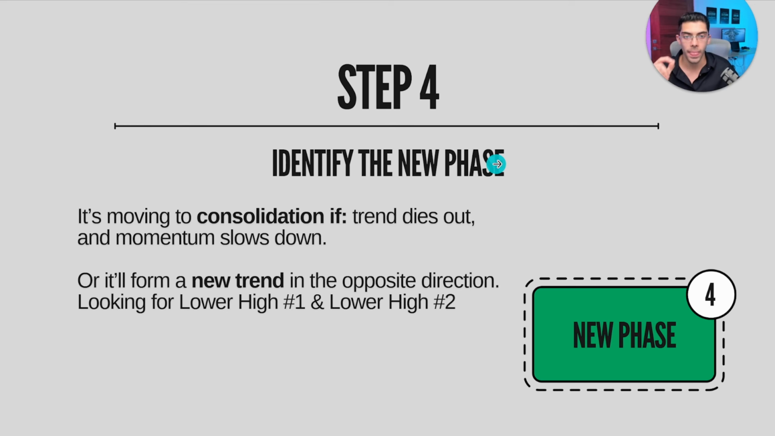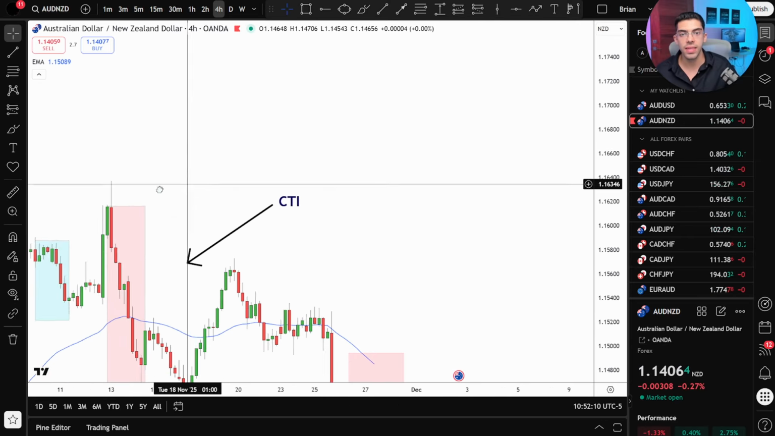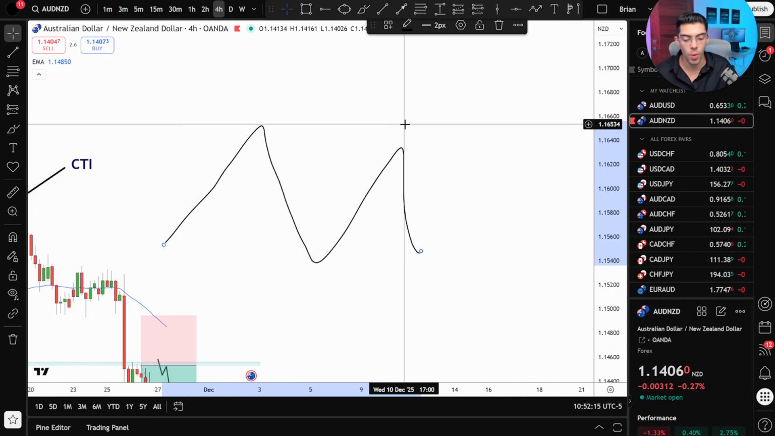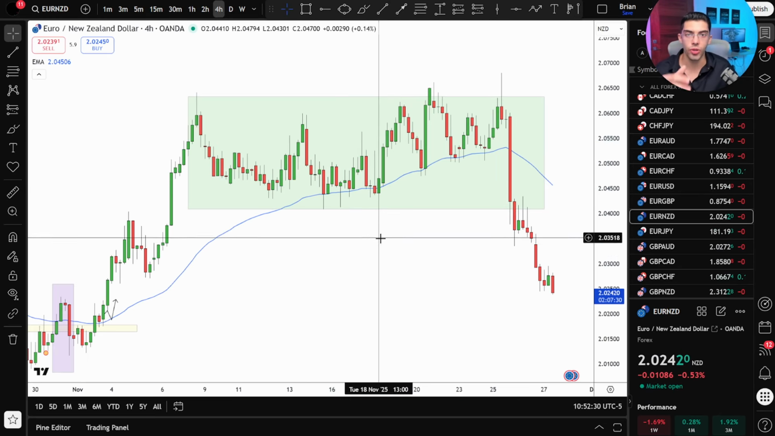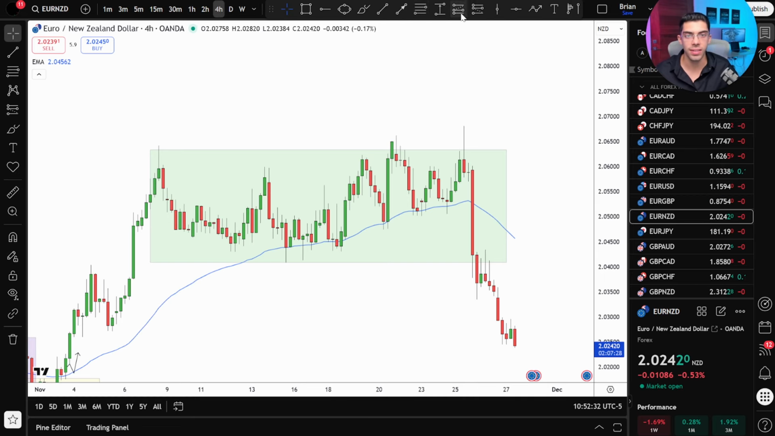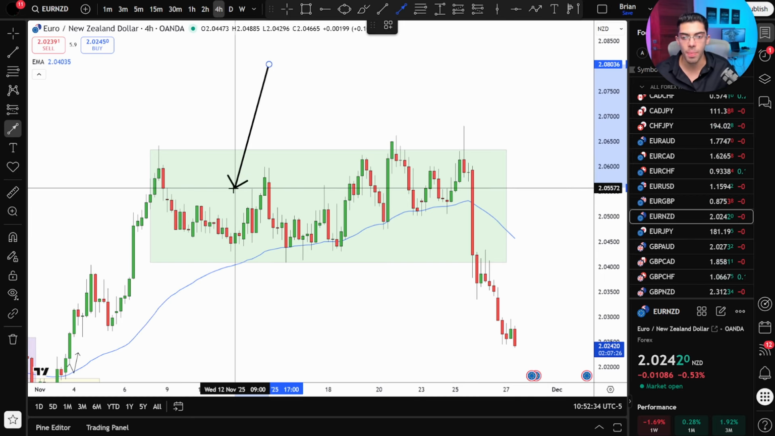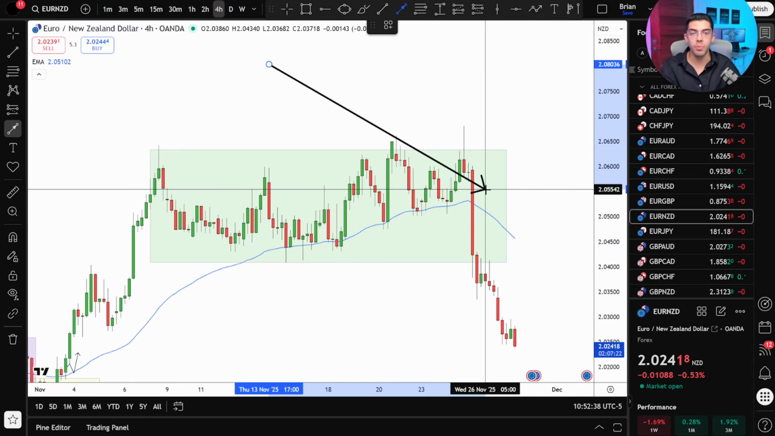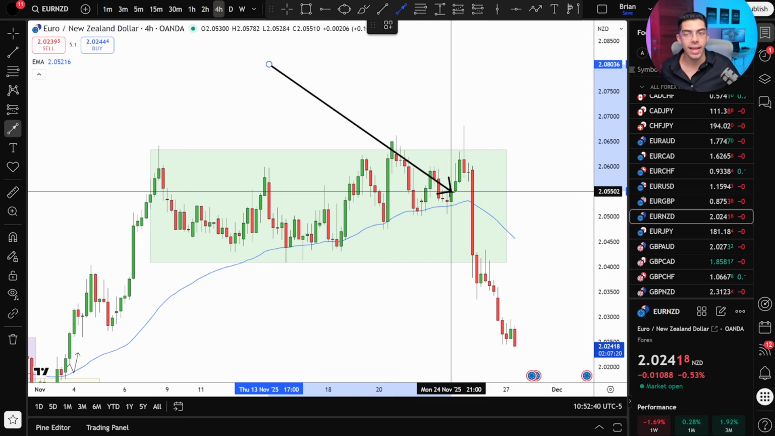Step 4 is actually identifying now the new phase. So it's obviously consolidating if the trend has died out and momentum has completely slowed down. If you see the market simply going up and down, then that's a consolidating market. Right here on Euro NZD, this is a great example of what I mean. This is a simple consolidating market. You can see how it's just bouncing up and down since November 10th all the way to the end of November. It was consolidating that entire time.